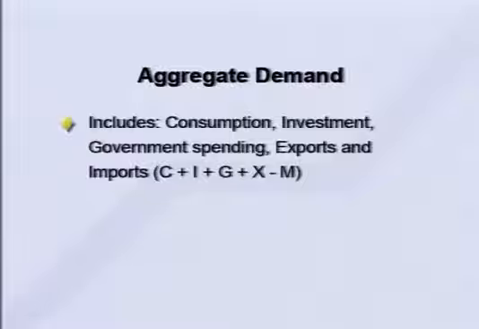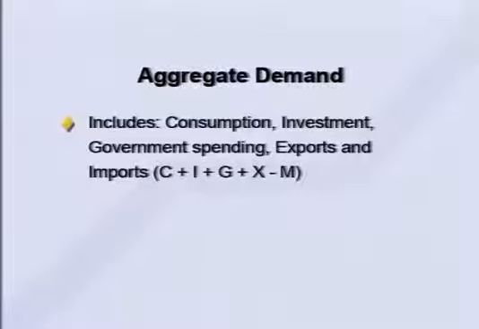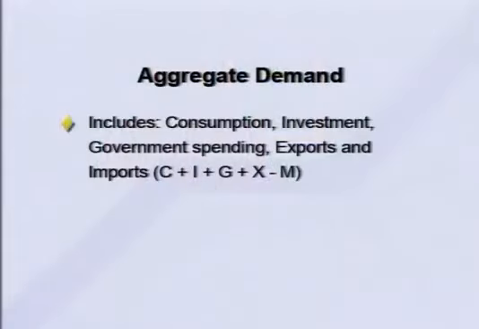Now, let's back up a half step here and remember what is included in aggregate demand. Aggregate demand, as we talked about in the earlier lecture, is C plus I plus G plus X minus M. That is consumption plus investment plus government spending plus exports minus imports. Now, of those categories of aggregate demand, two of them can be particularly affected by fiscal policy, by tax policy and spending policy. One, obviously, is government spending.